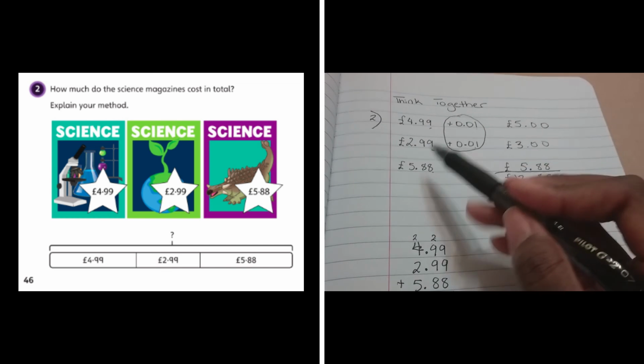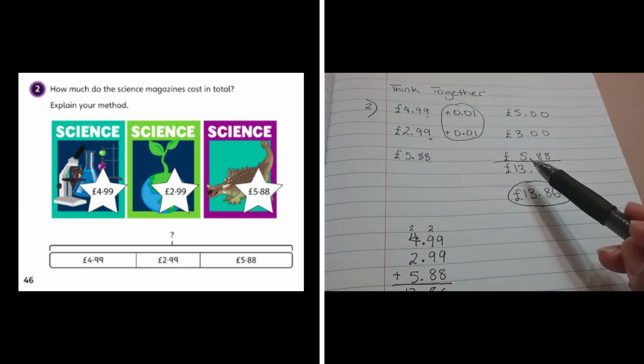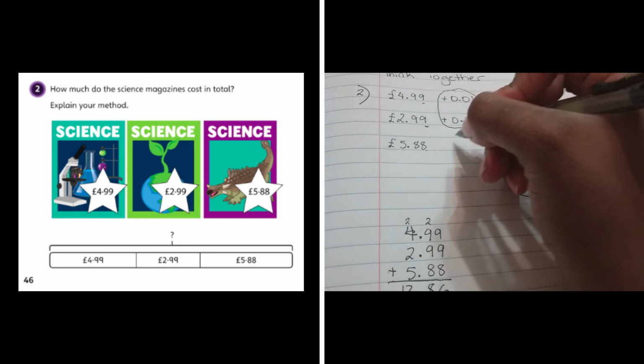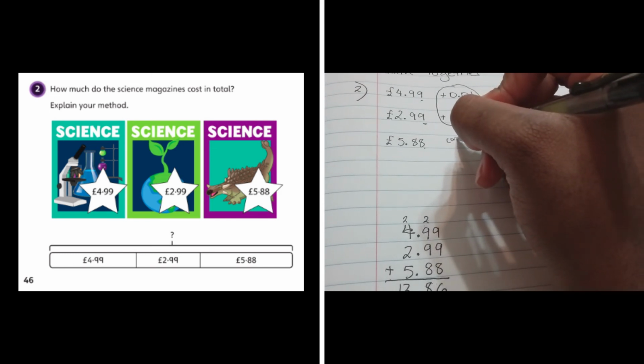This method, even though when I wrote it out it looks like more work, it's much easier to do in my head. So this here, adding on that 1 cent, is compensating.